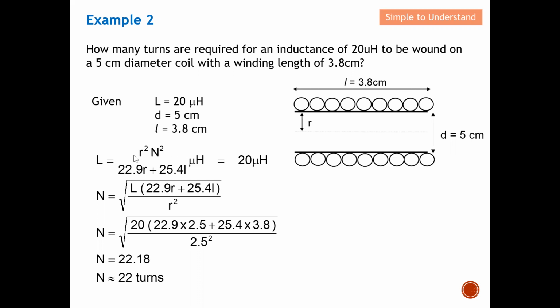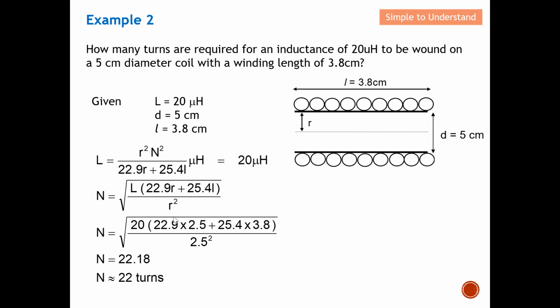So let's calculate. This is the equation that I shared with you earlier on. The question says the inductor value must be equal to 20 microhenry. I need to know how many turns I need in order to achieve 20 microhenry, so I need to rearrange the formula. You can see from here, I do a cross multiply. So L multiplied by all these here, divided by R squared, because R squared moves to the other side. Because this is N squared, I need to do a square root over here.